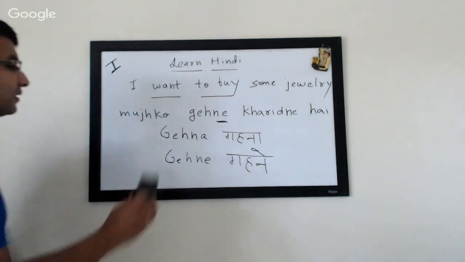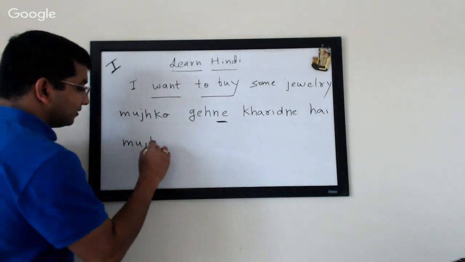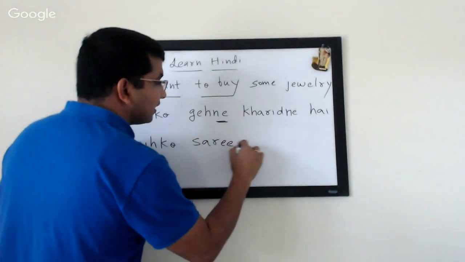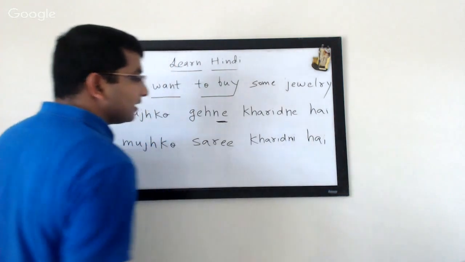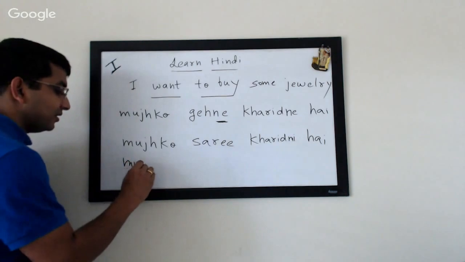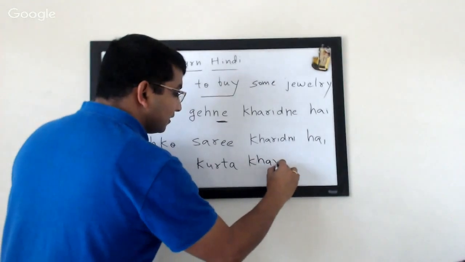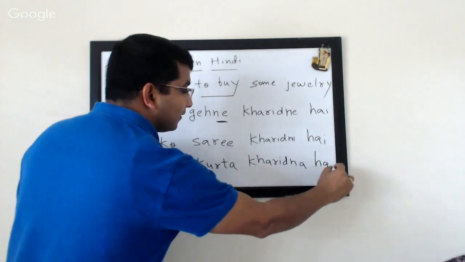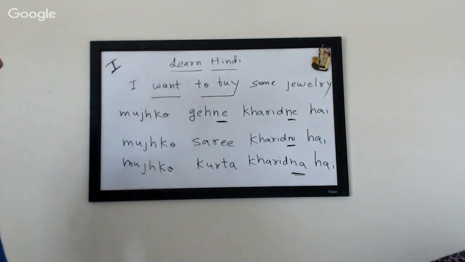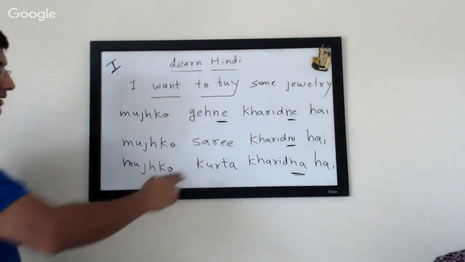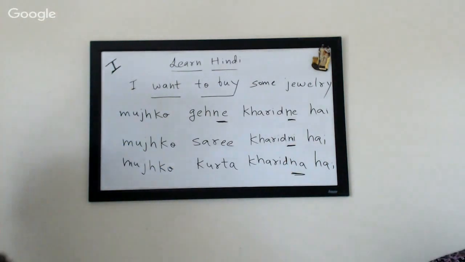Right? If you are talking about something singular, let's say you want to say I want to buy a sari, right? मुझको साड़ी खरीदनी है, because it's feminine. And for example, if Jan is saying it, it will be मुझको कुर्ता खरीदना है. So this is for a masculine, this is for a feminine, and this is for masculine plural. And if you want to say multiple साड़ियाँ, मुझको साड़ियाँ खरीदनी हैं, it will remain the same. I hope it's useful, right? Yeah, very useful.